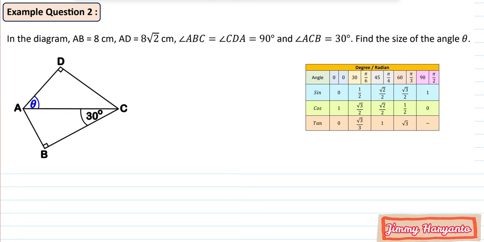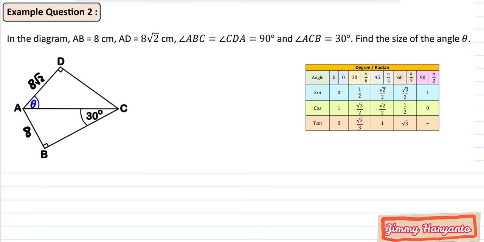Okay, next is example question 2. For this one, the question is a little bit complicated, but let's label it first. AB is 8, AD is 8 square root of 2, and there are 90 degrees at B and D. Angle ACB is 30 degrees already in the image. Find the size of the angle theta.